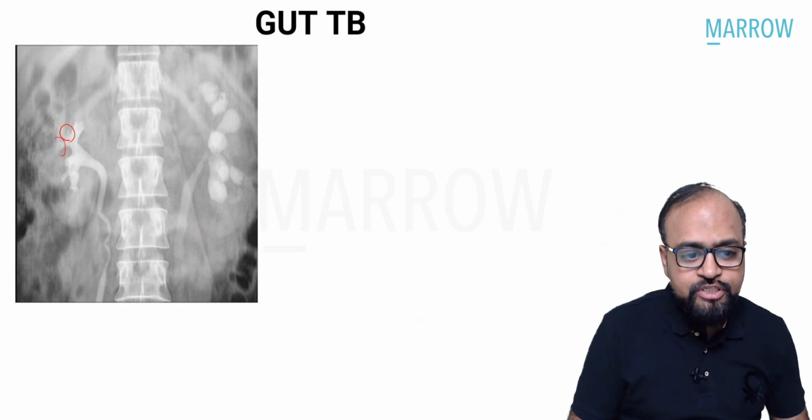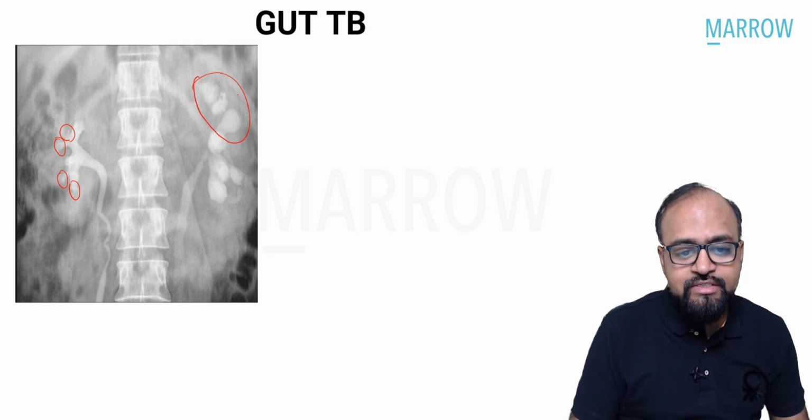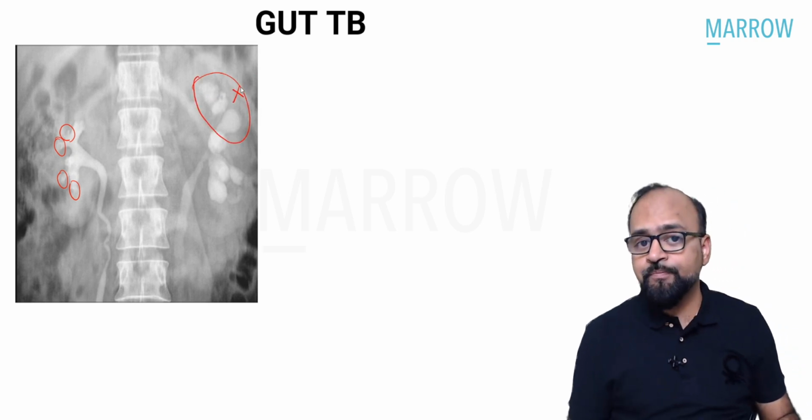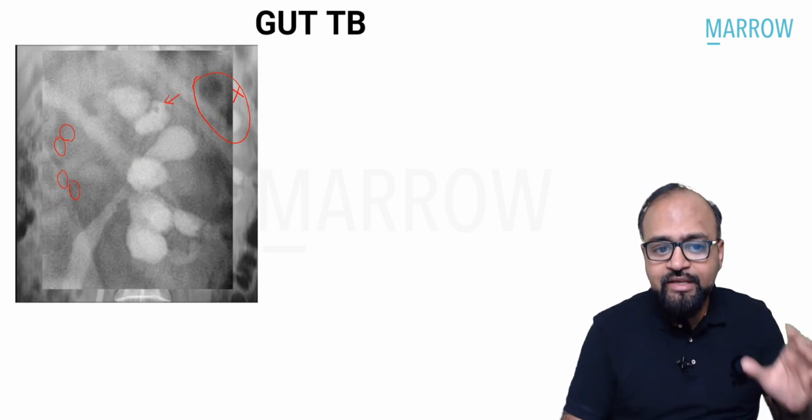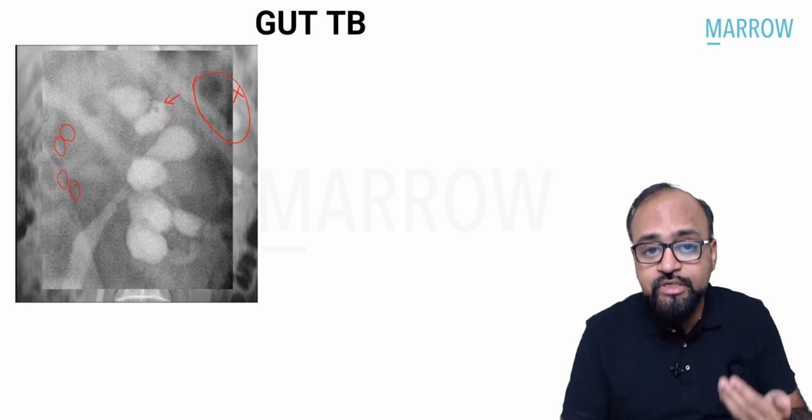Look at the normal shape of the calyces here, and now compare these calyces with these renal calyces. These renal calyces have lost their shape. If I zoom it up, look at this calyx. This calyx has an irregular outline. Why? Because it is eroded.